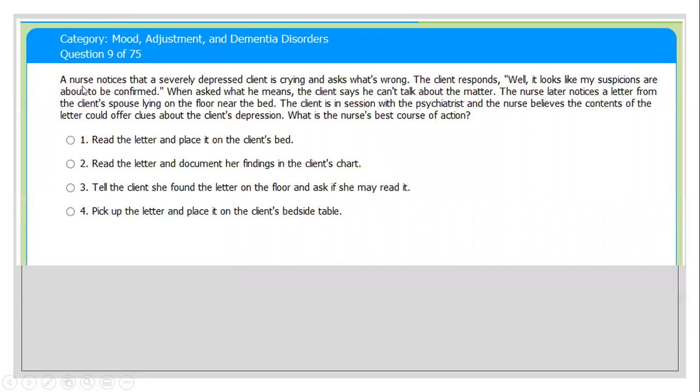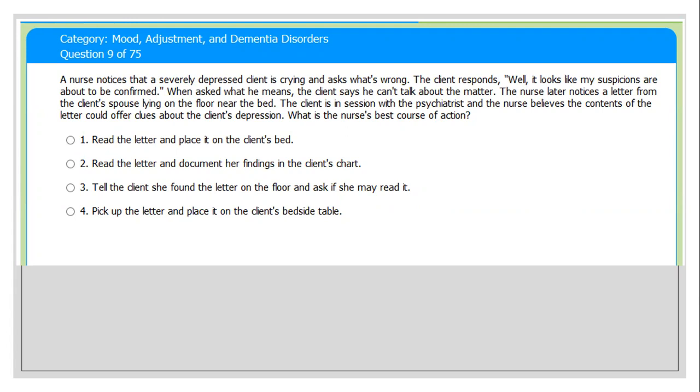Next question. A nurse notices that a severely depressed client is crying and asks what's wrong. The client responds, "Well, it looks like my suspicions are about to be confirmed." When asked what he means, the client says he cannot talk about the matter. The nurse later notices a letter from the client's spouse lying on the floor near the bed.